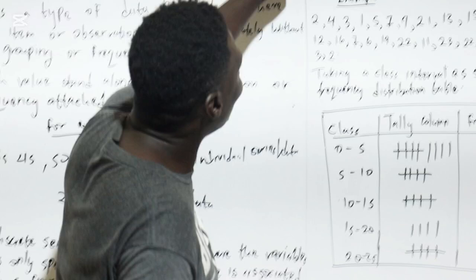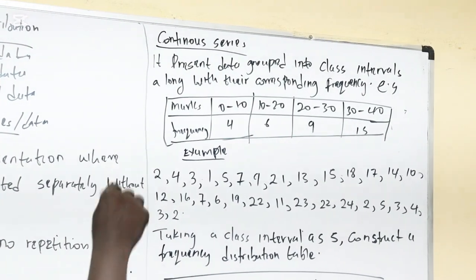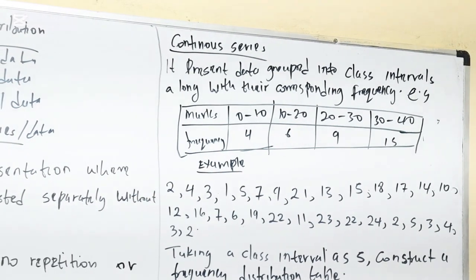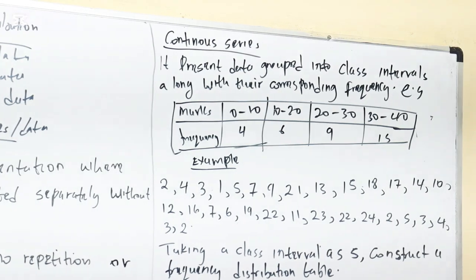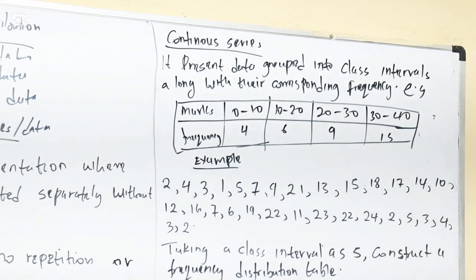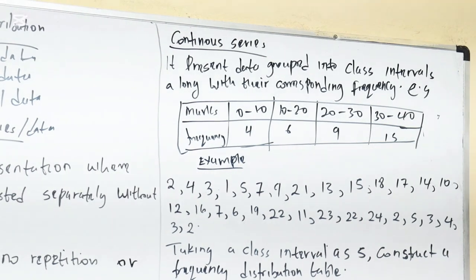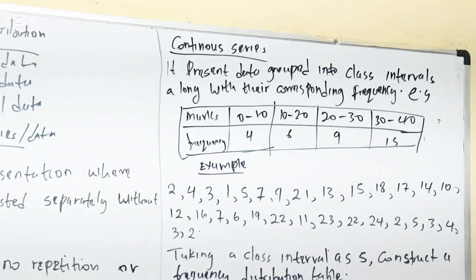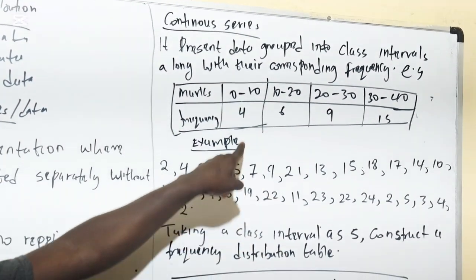So with continuous, there must be an interval. For example, marks. Now, let's say between 0 to 10 marks we had 4 students. When you say between 0 to 10, meaning there was a student who had 5, another one had 7, another one had 9, another one had 10. So we group them, those who had between 0 to 10. Now we say this is an interval. So that interval covers the others. Between 0 to 10 we have 4 students.